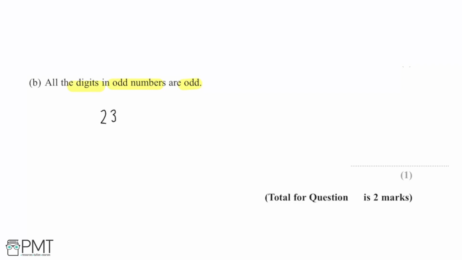And then we have the 2, which is even, and the 3, which is odd. 23 is going to be an odd number. However, one of its digits is even, so the 2, and one of its digits is odd. So we've just there come up with an example that shows that this is not always correct.